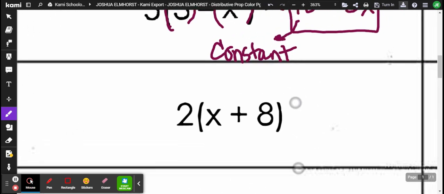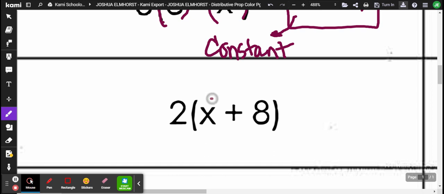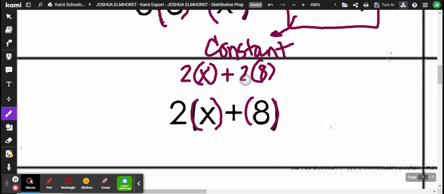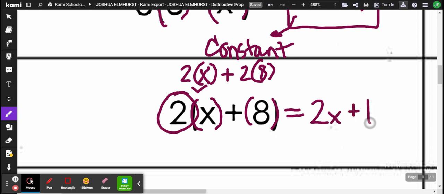Moving on to example number 3, we're just going to start using that process. Here's one term, here's two terms. So we're going to take the x and multiply that by 2. The adding stays in the middle, and then we're going to take the 2 and multiply it by the 8 also. But all the terms inside parentheses will get multiplied by the factor outside of the parentheses. So now we go ahead and do what we had just wrote. So 2 times x would just be 2x, and then 2 times 8 is going to be 16.